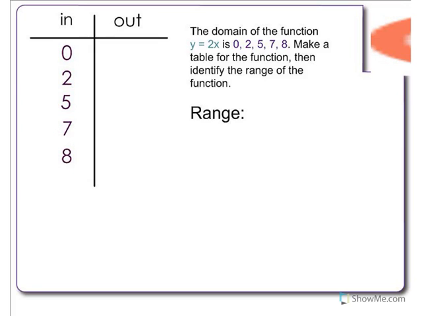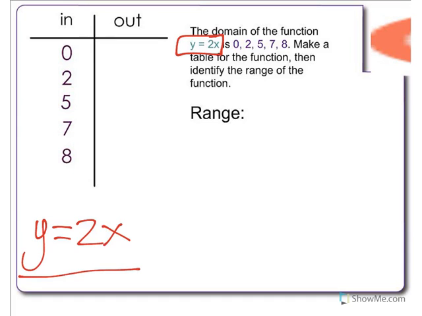So here, let's actually use a function to find a range that's not given to us. So the question is the domain of the function y equals 2x. So here's my function, they gave it to me. My function is y equals 2x. This is the rule of the function. The domain is 0, 2, 5, 7, and 8. So here's my domain or my inputs. They want us to make a table for the function and identify the range. So make sure that this goes in our examples.